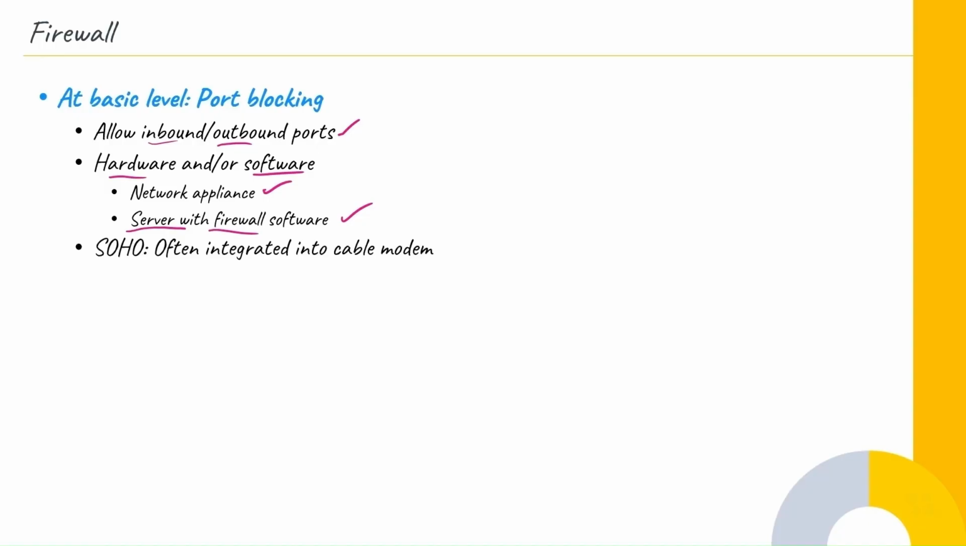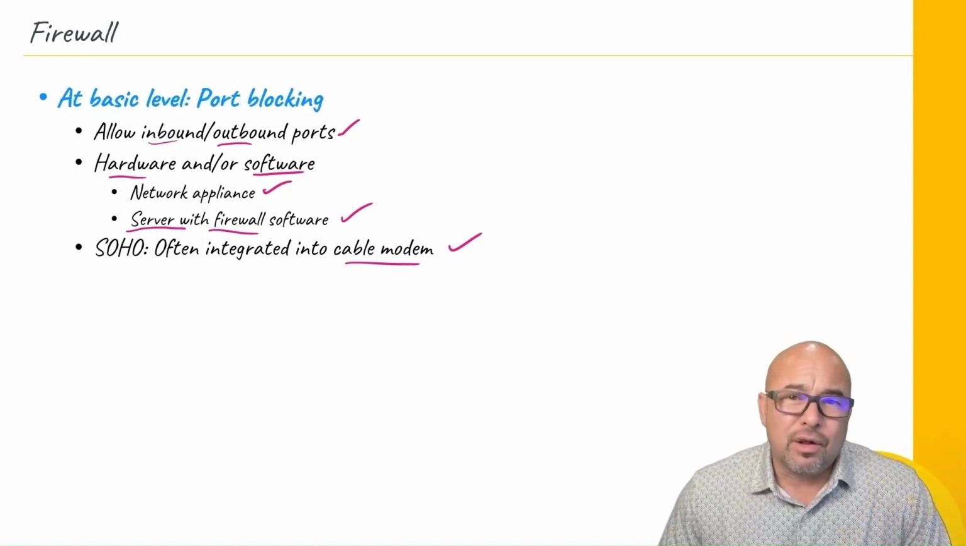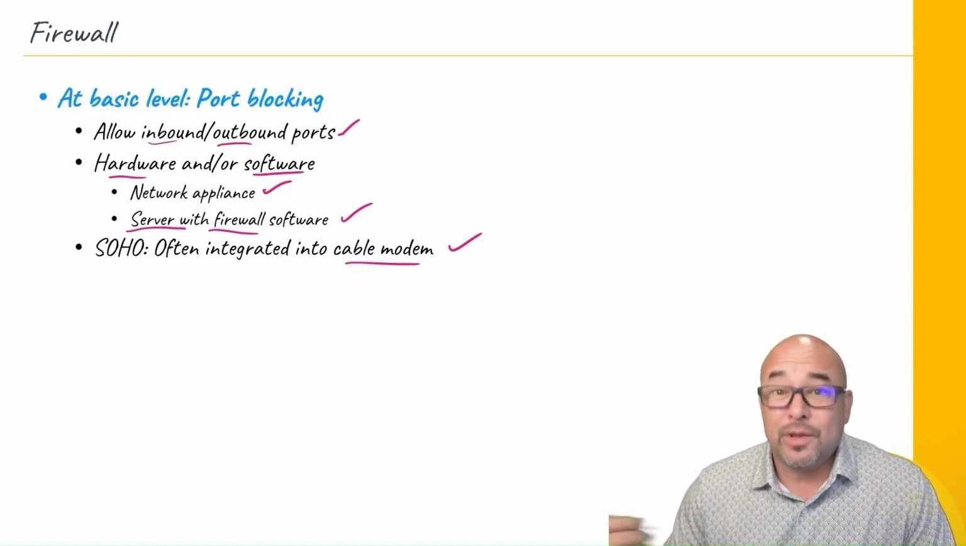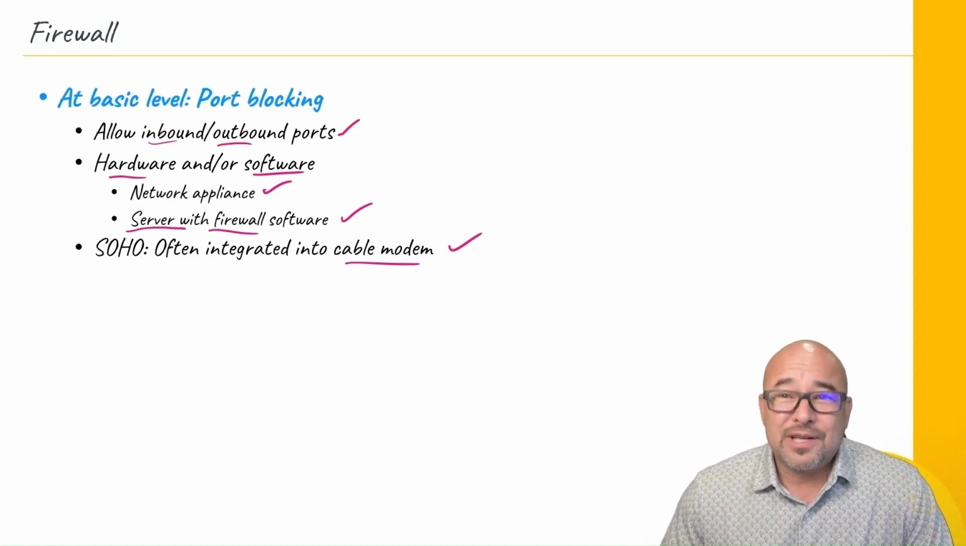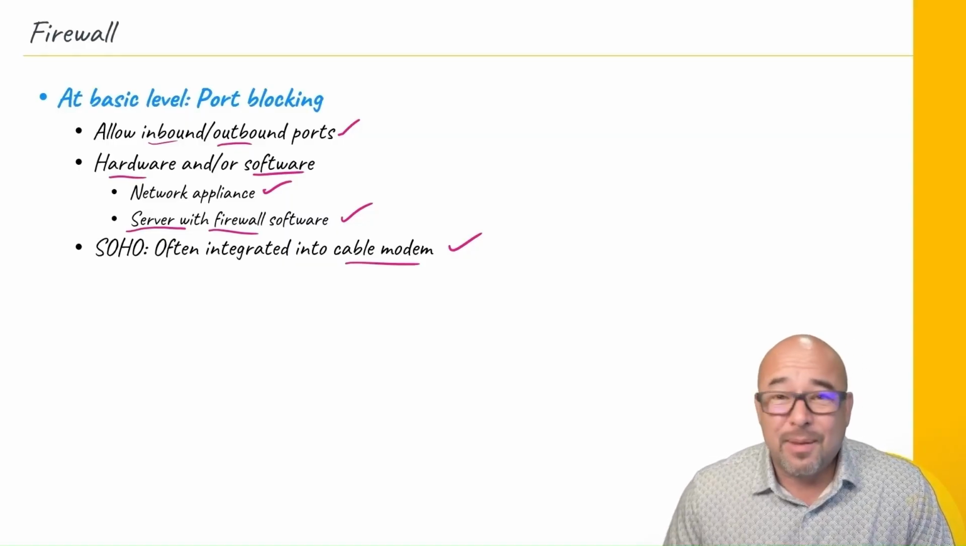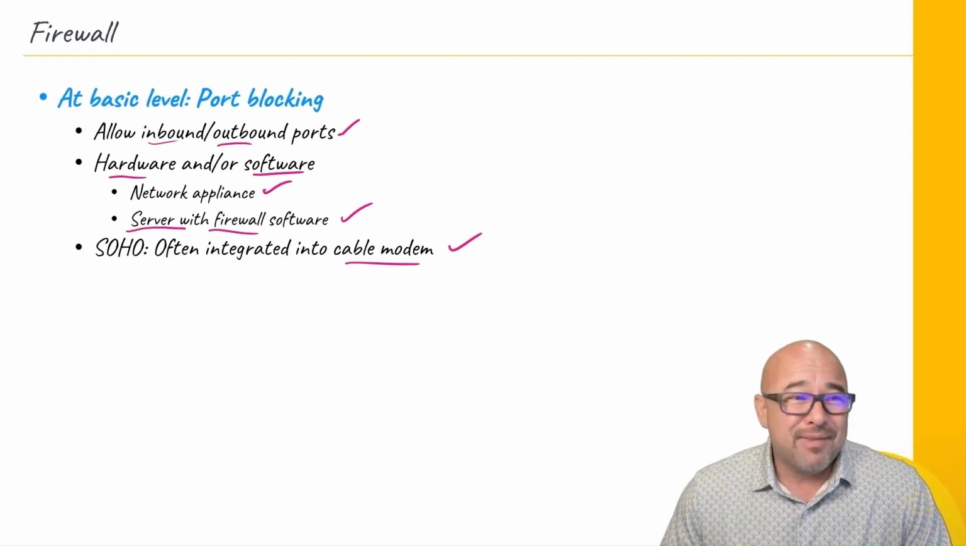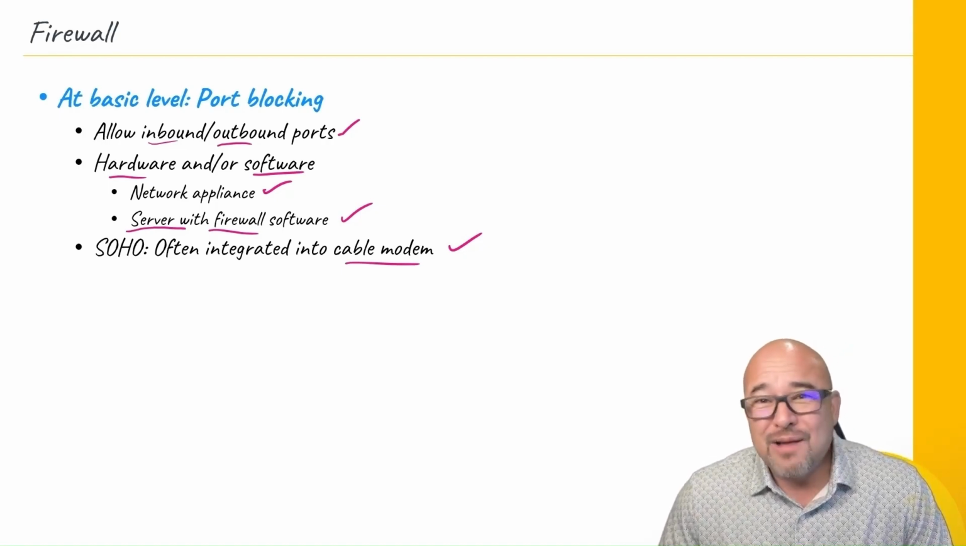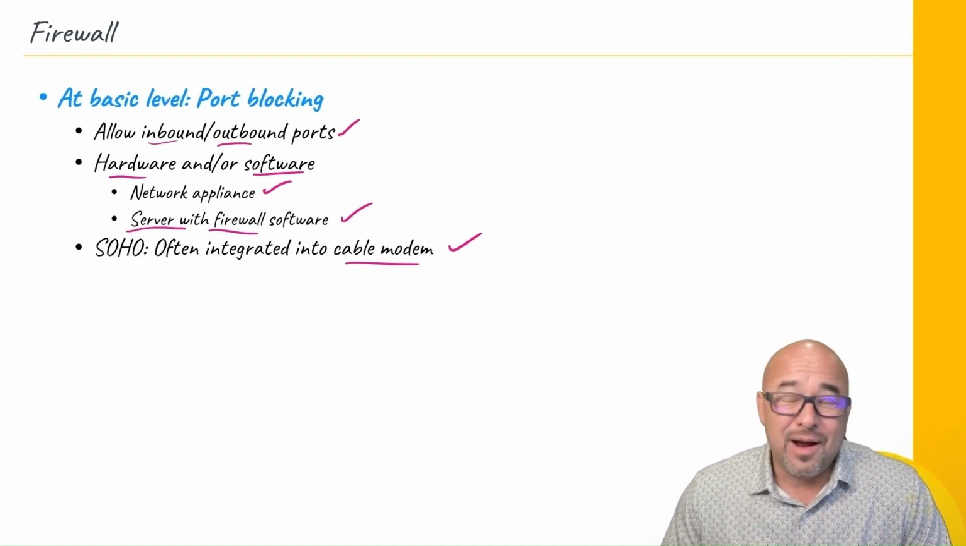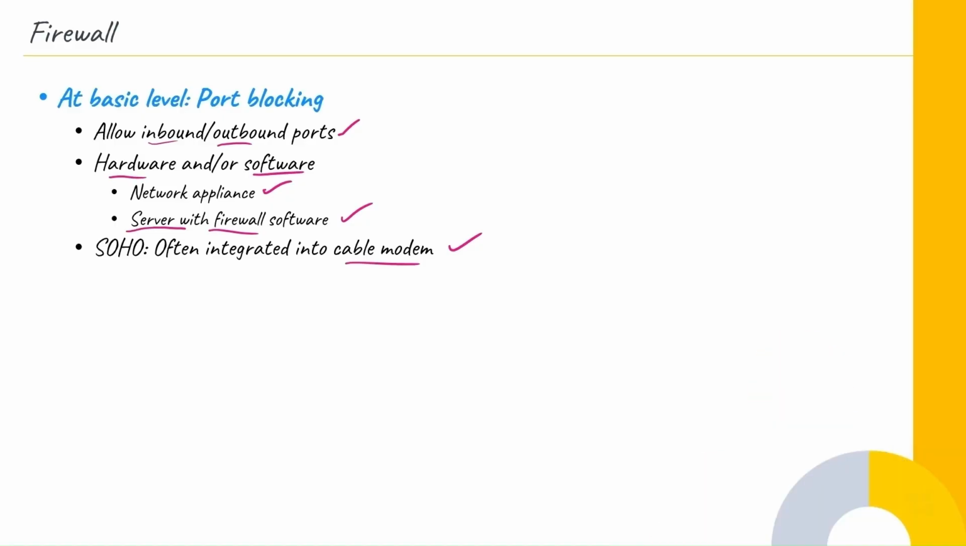With a small office, home office environment, this is often going to be integrated into the cable modem, just like what I showed you just a moment ago. That Technicolor device that I showed you, the one that I actually use, a couple times a week, it'll actually alert me that there's been an attempted hack into my network, and it usually, honestly, comes from a Russian IP address. I don't know why. I've got a lot of friends in Russia. I don't know what they're trying to do to me.